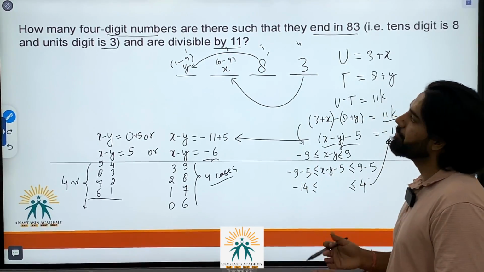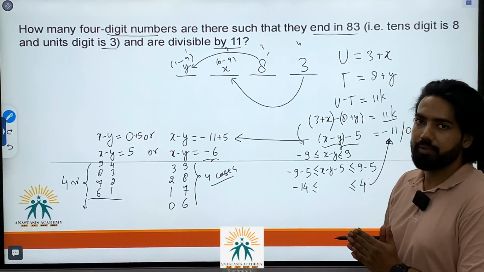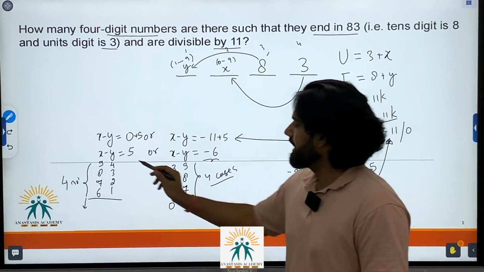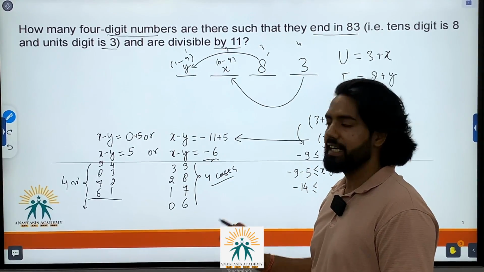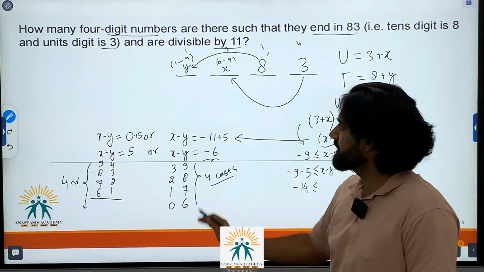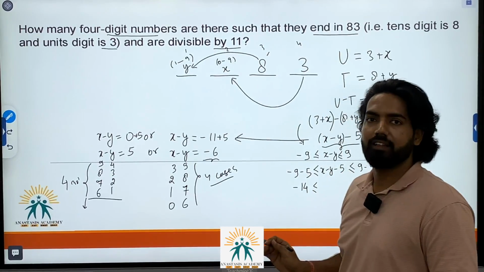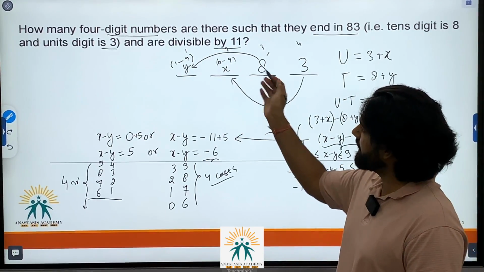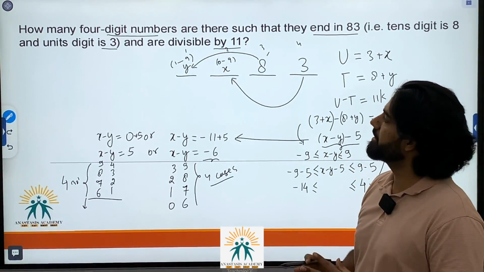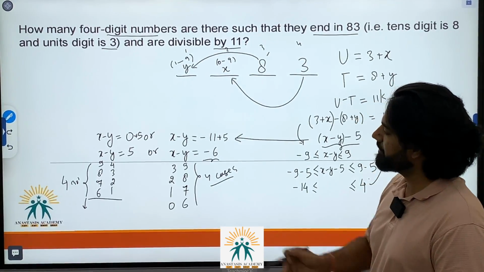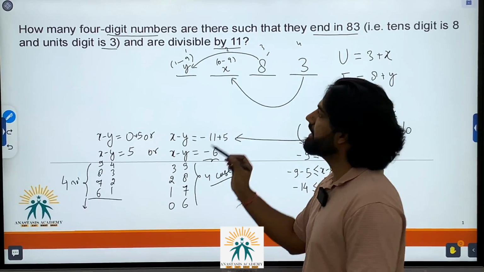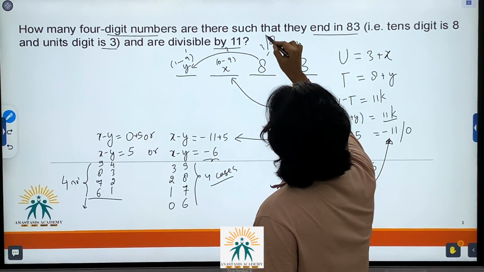So how many such numbers are possible? I am getting 8 cases of x, y pairs satisfying this condition that this 4-digit number must be divisible by 11. So the correct answer to this question, how many numbers would be there, is 8 numbers. So the correct answer is 8.